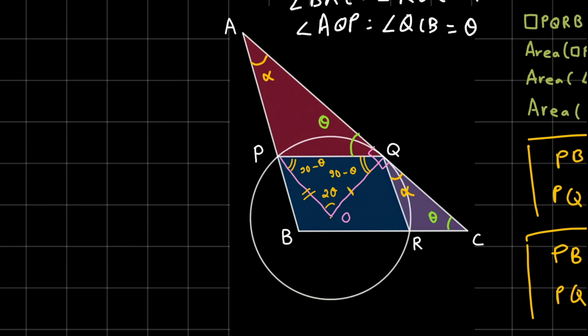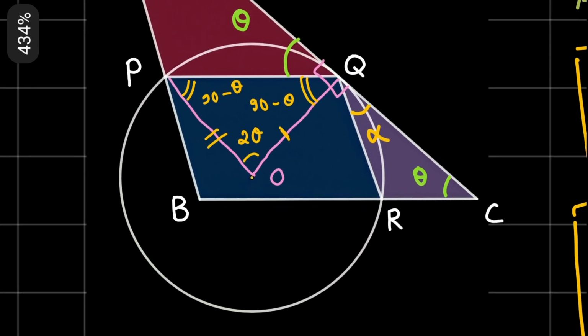So the first thing that we should do is recognize the common chord. Inside this diagram we can clearly say that we are going to take the common chord as PQ. And the reason we are taking PQ as the common chord is because it is already subtending an angle POQ at the center, and it has a value 2 times theta.